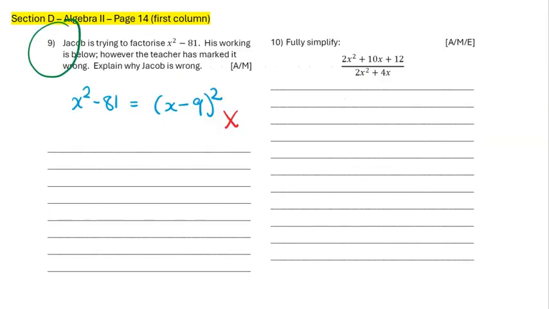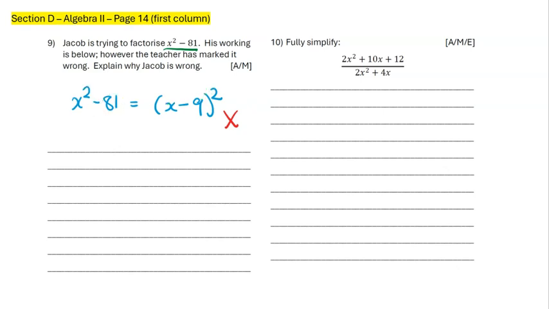So now moving on to question number 9, Jacob is trying to factorize x squared minus 81. His working is below, however, the teacher has marked it incorrect. Explain why Jacob is wrong. So this looks pretty good, right? If you go x times x, that's x squared. 9 times 9, that's 81. So his answer looks okay.